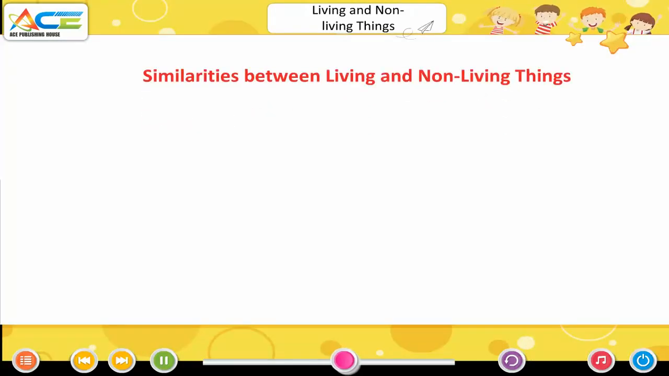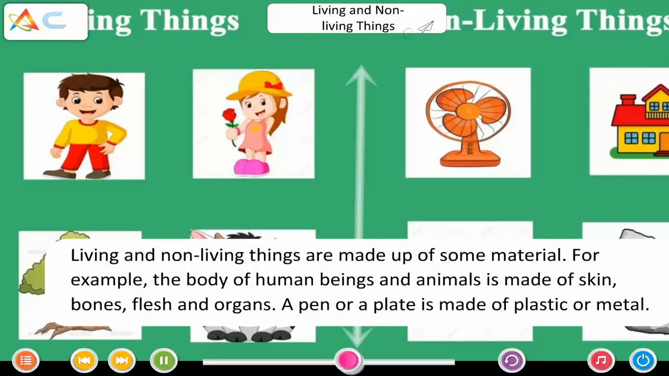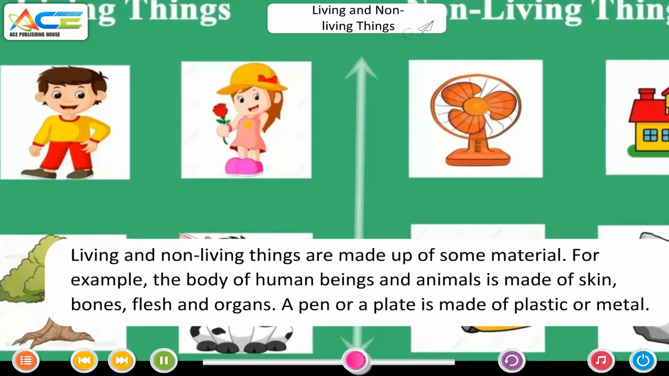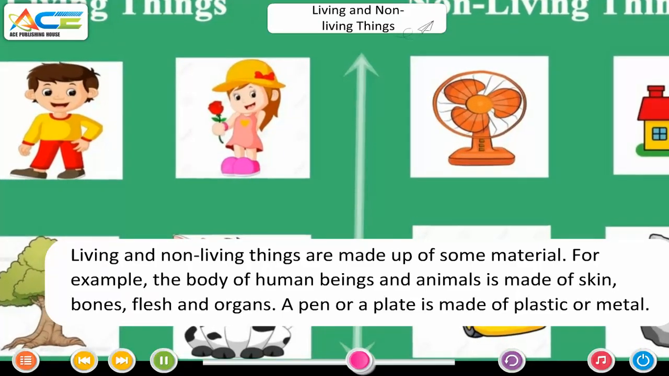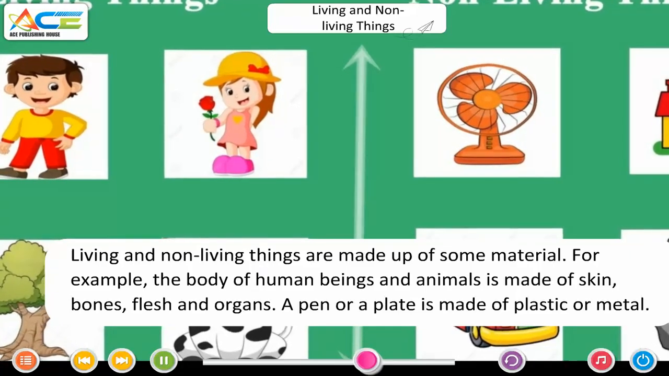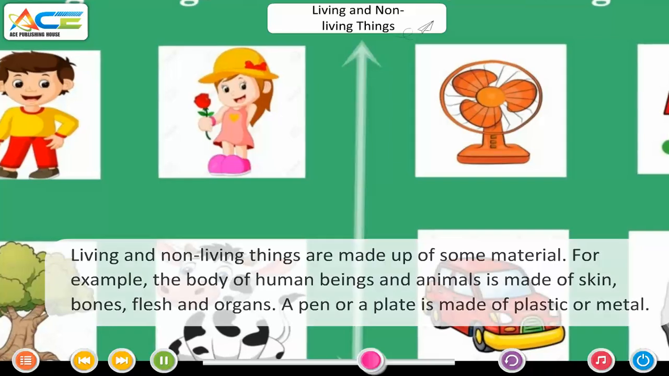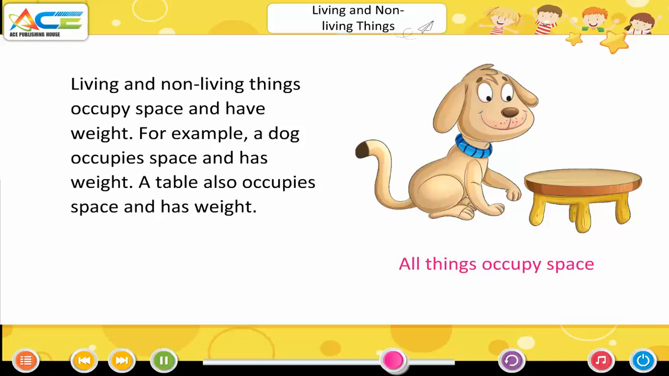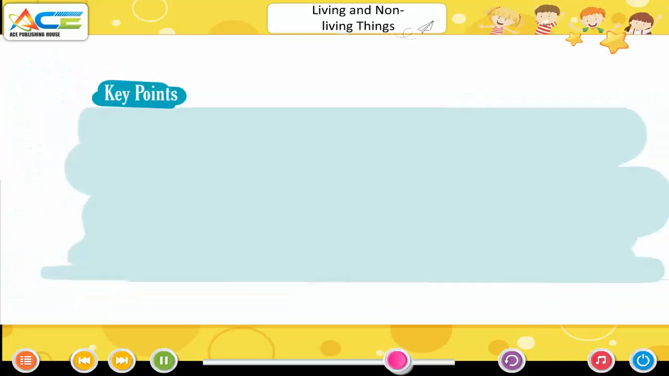Similarities between living and non-living things. Living and non-living things are made up of some material. For example, the body of human beings and animals is made of skin, bones, flesh and organs. A pen or a plate is made of plastic or metal. Living and non-living things occupy space and have weight. For example, a dog occupies space and has weight. A table also occupies space and has weight. All things occupy space.